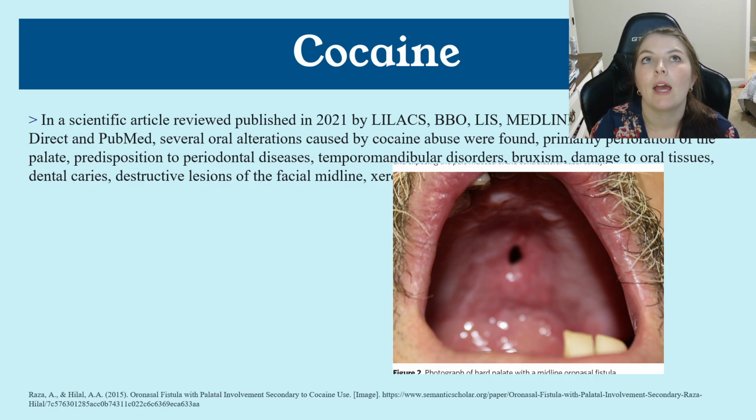There was also a scientific article published in 2021 where several oral alterations caused by cocaine abuse were found, which was primarily perforation of the palate, predisposition to periodontal disease, temporomandibular disorders, which is the jaw joint right in front of the ear that opens and closes your mouth, bruxism, also known as grinding and clenching, someone grinding their teeth back and forth, damage to oral tissues, dental caries, and destructive lesions of the facial midline.